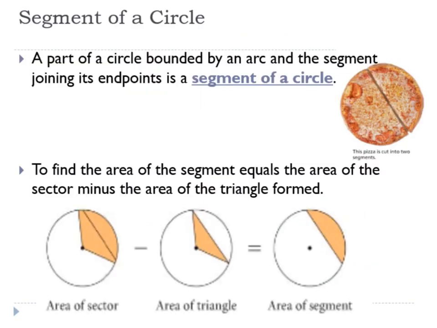The last topic in this video is the segment of a circle. So the segment of a circle is the part of the circle bounded by an arc and the endpoint. So if we are looking at the pizza, the segment of the circle is this small part of the circle as shown. So in order to find the area of the segment, you have to use the area of the sector minus the area of the triangle equals the area of the segment. Because it's like I take my whole sector and I remove the triangle, so I'm left with just the segment.